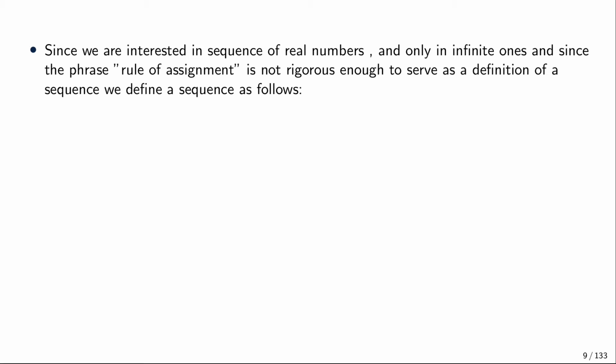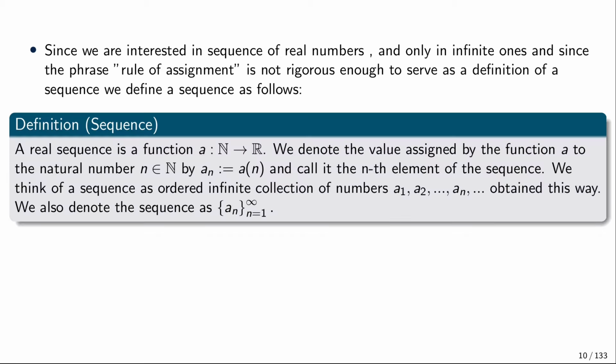We know a term in mathematics that we use for rule of assignment, but to say that there is some logical rule is not rigorous enough to serve as a mathematical definition. So saying this abstract rule or logical rule is not a good enough definition, but we have something very close to rule of assignment, and this is the notion of function. So a rigorous definition of a sequence would be that a sequence is actually a function that assigns to every natural number a real number. This would be a real sequence, right? A sequence of real numbers.